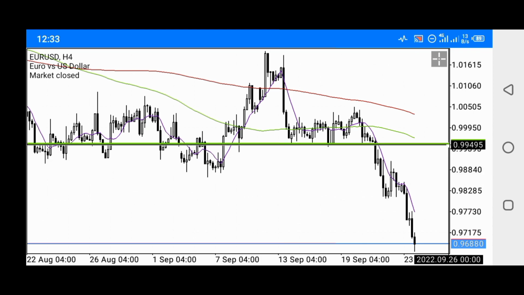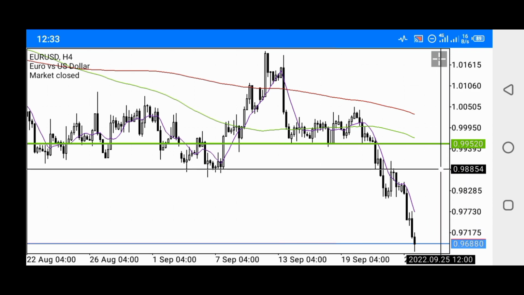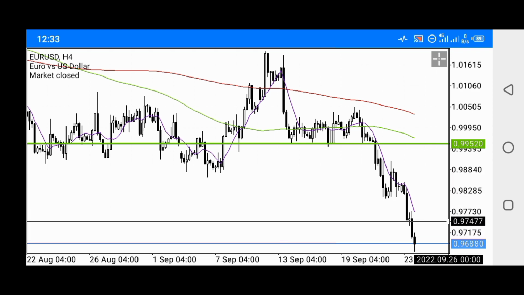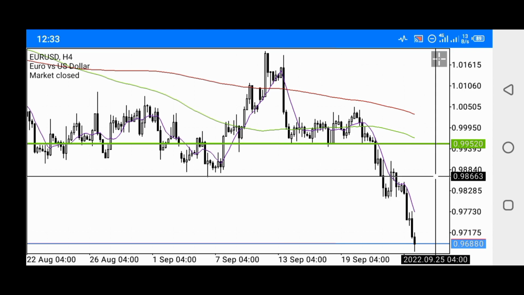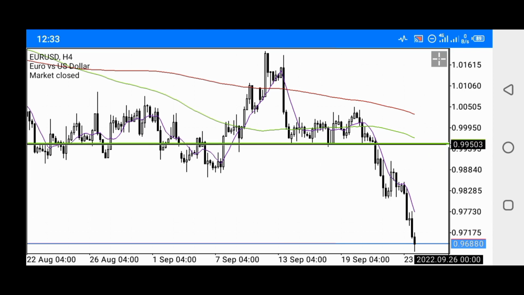But it's going to be very risky for you to just place a sell stop order right at this point, because price might want to go up a little bit, so eventually price might hit your stop loss. So it means you have to be patient enough to wait for price to get to this point right here.